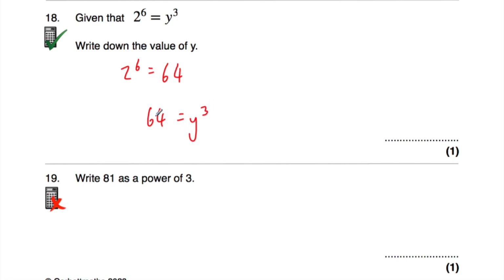Now, 64 is a cube number. 4 cubed is equal to 64 because 4 times 4 times 4 is 64. So that means that y is going to have to be equal to 4. So here, y cubed is equal to 64, so 4 cubed is 64, so y is equal to 4. Another way to do it is, because we know that y cubed is 64, if we do the cube root of 64, that's equal to 4. So y is equal to 4, and that's it.